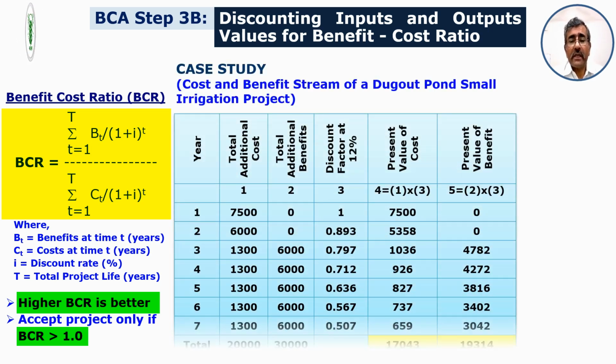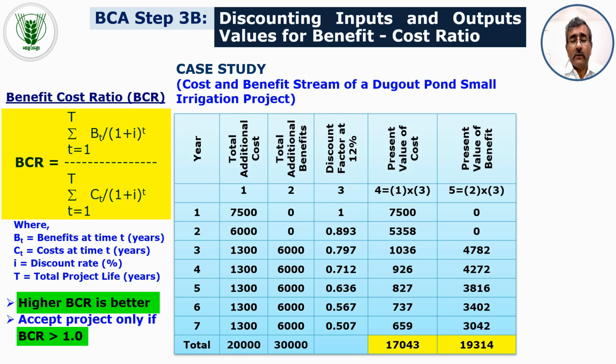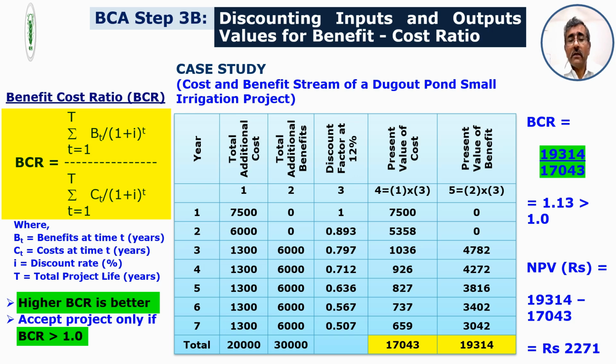Using the same hypothetical example, with a 12% discount rate, the present value of costs has been estimated, the present value of benefits has been estimated, and as per the formula they have been added, and when divided the benefit cost ratio comes to 1.13, which is more than 1. So the project is a successful one. From the same table, net present value can also be estimated. Instead of dividing, if we take the difference of those added values, it comes to the same rupees 2271.